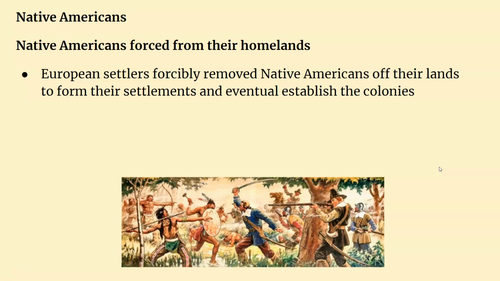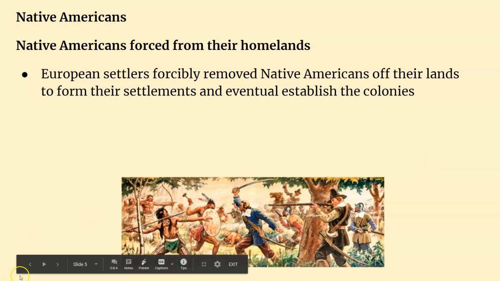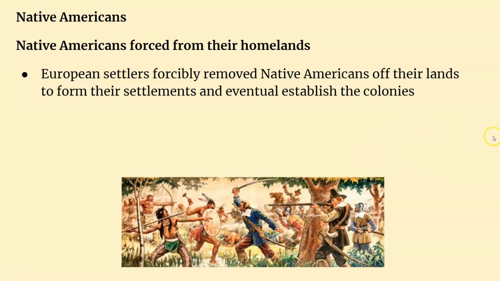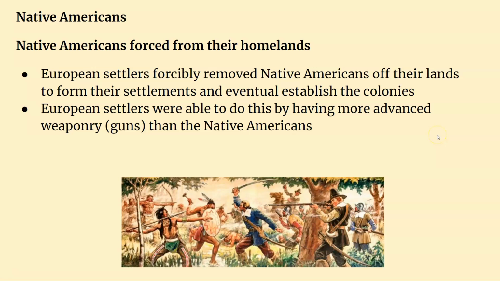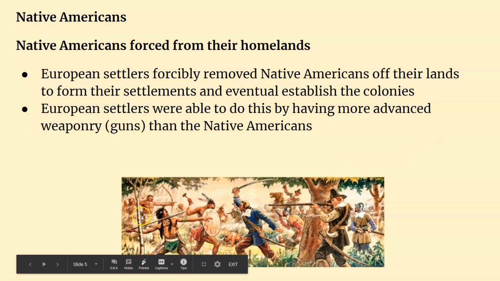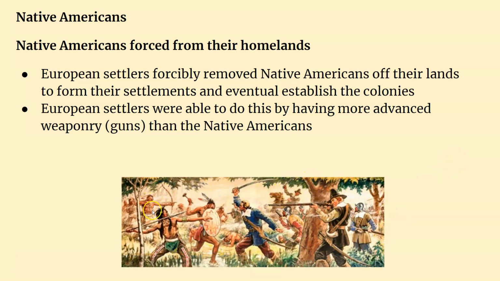So pretty much when the Europeans arrived, they forced the Native Americans off their own lands. The colonists wanted to establish their colonies in the New World, but it was already inhabited, like I said. The colonists and the Europeans were able to do this by just having more advanced weaponry. They had guns versus spears and bows and arrows. It was pretty much as simple as that. Even though the Europeans were outnumbered by the Native Americans, the sheer fact that there were guns and cannons and armor was a huge advantage.